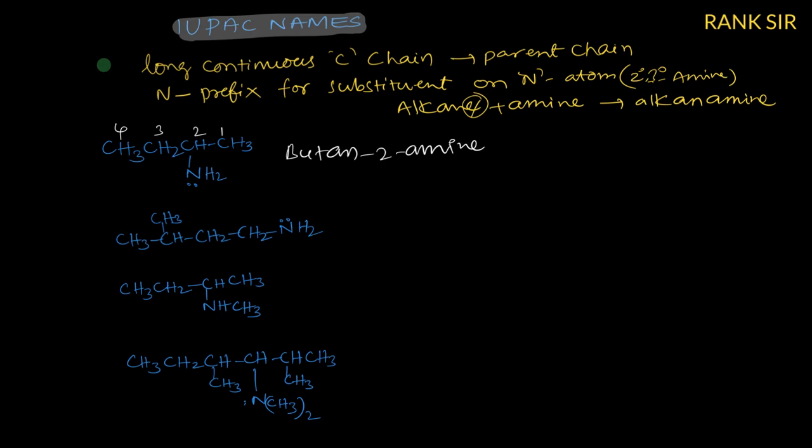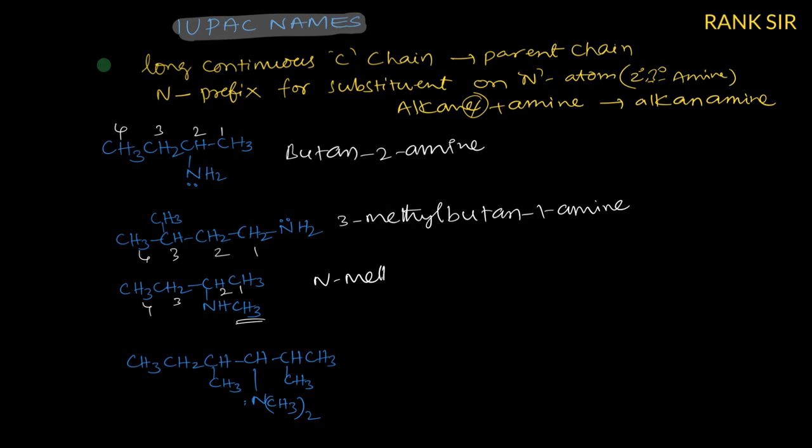Now here, numbering 1, 2, 3, 4. Which substituent is present? A methyl group, at position 3. So 3-methyl, then a total of 4 carbons, butane, first position amine, 1-amine, E cancelled. Similarly here, one substituent is on the nitrogen. Numbering starts 1, 2, 3, 4. Then the substituent is present on which one? The second one. So this is called N-methyl. N is a prefix, present on the nitrogen where the methyl group is. This methyl group is present on which one? The second one. Therefore, it is known as N-methylbutane-2-amine.